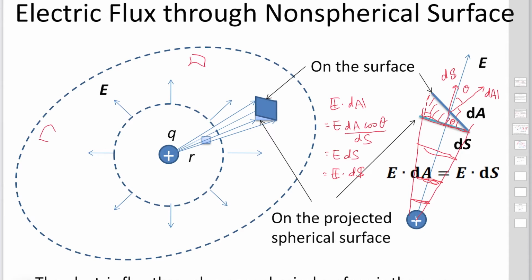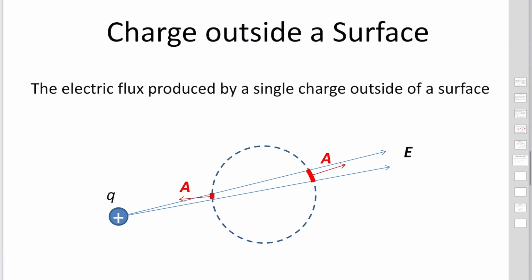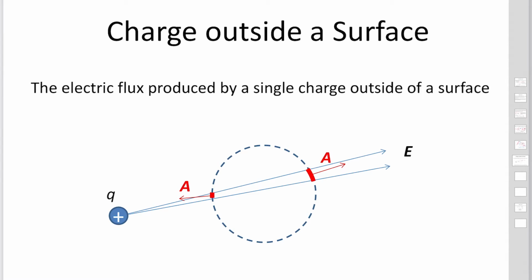Every small section of the non-spherical surface, this area can always be moved to the small section of the spherical surface to calculate the total electric flux through the non-spherical surface. It is exactly equal to the electric flux through the spherical surface with the radius r. The electric flux through a non-spherical surface is the same as that through the spherical surface and becomes Q over epsilon naught. And now the charge outside of the surface.